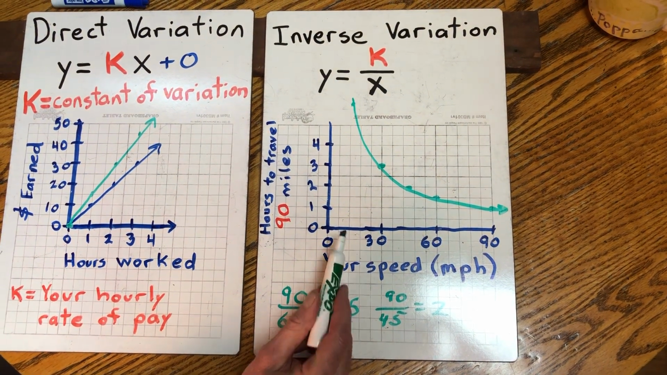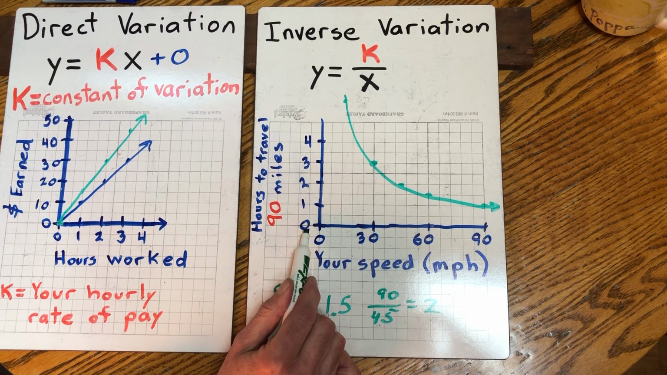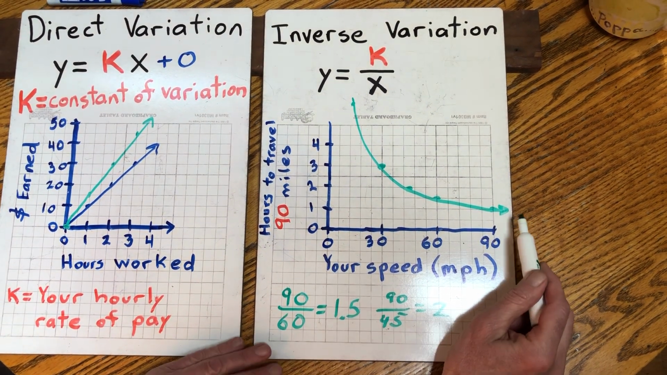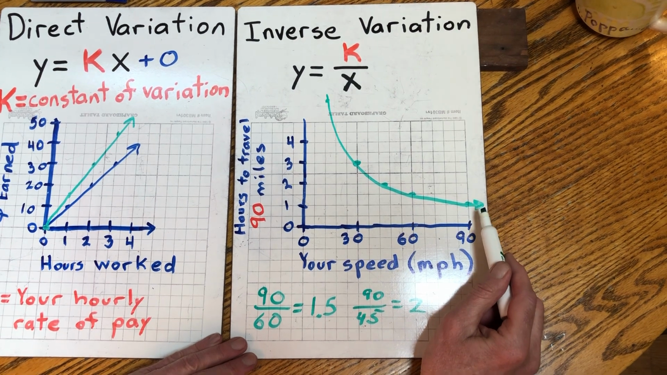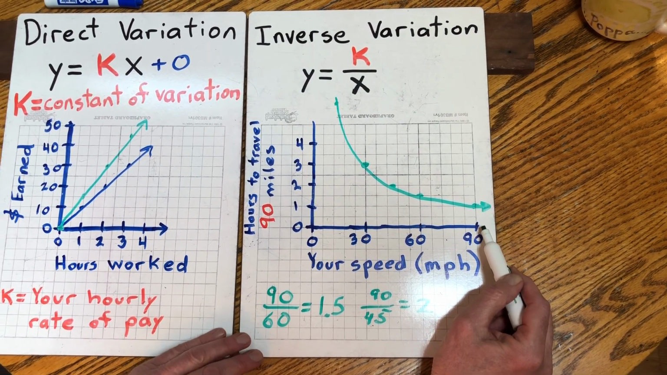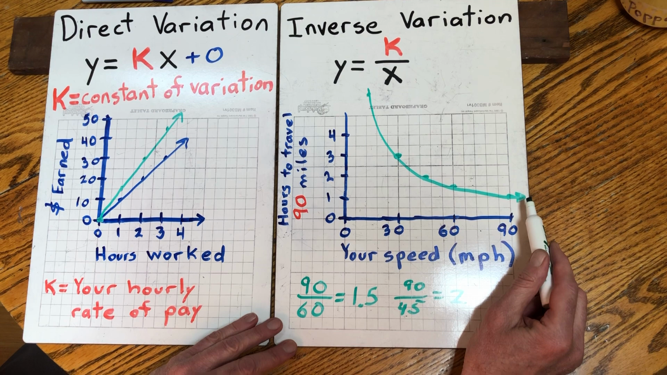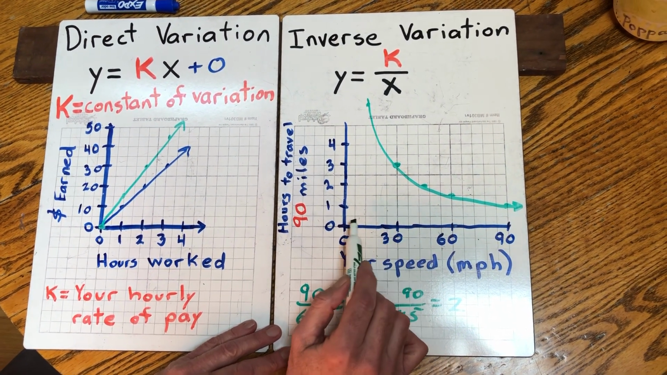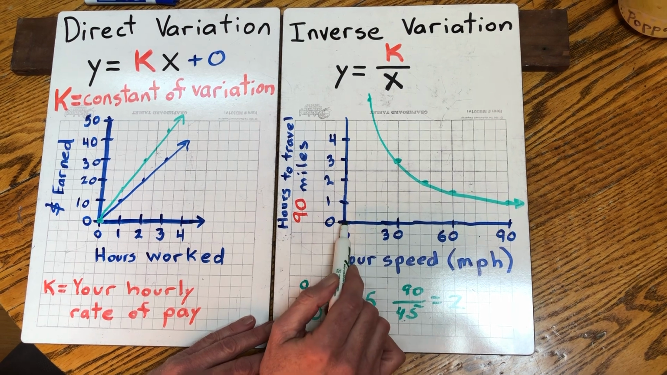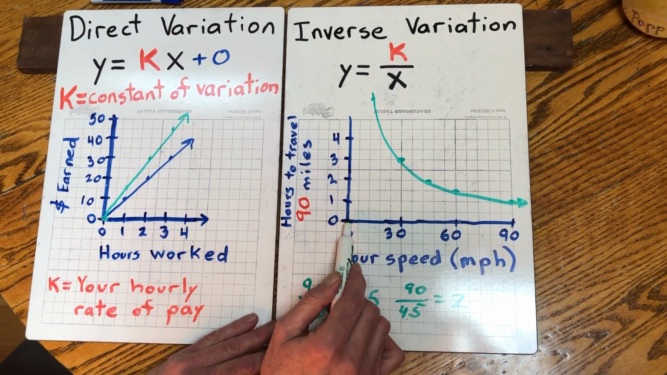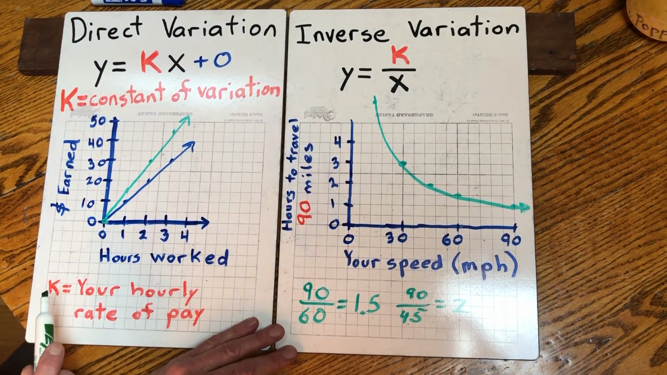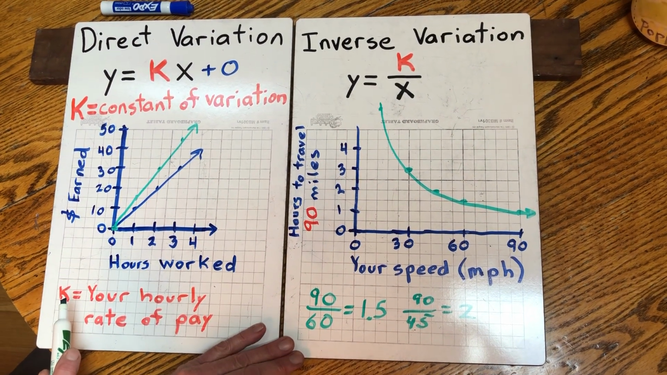Now, it would never take us no time whatsoever. It's always going to take us some time to get there. Even if we could go the speed of light, this curve would get very close to the x-axis, but it would still take some time. And in this direction, we can go very, very slowly, 1 mile per hour. It would take us 90, way the heck up there, hours to get there.